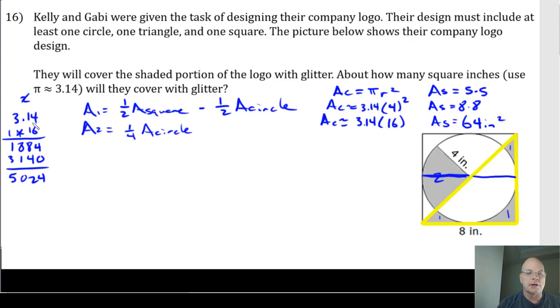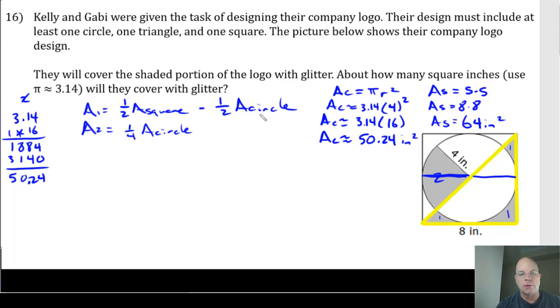We were multiplying hundredths by wholes, so our product is hundredths. And just as a quick check, 3 multiplied by 6 is 18, so I feel good with my placement of my decimal. That looks like a reasonable product in this case. So the area of the circle is approximately 50 and 24 hundredths inches squared.